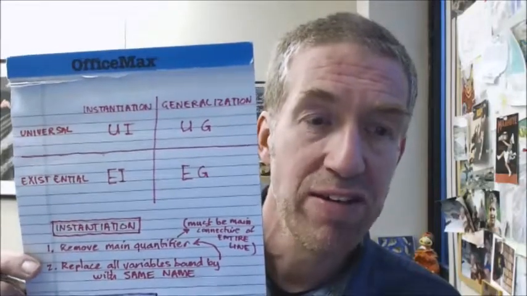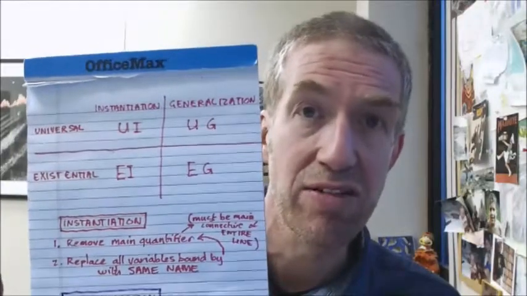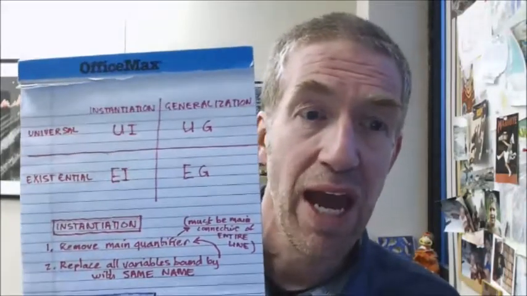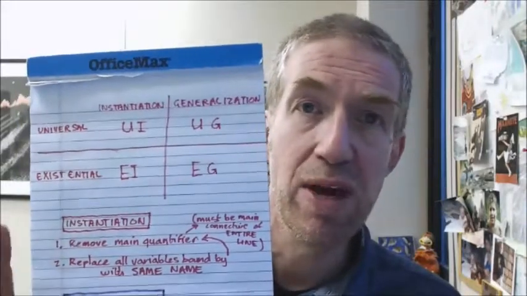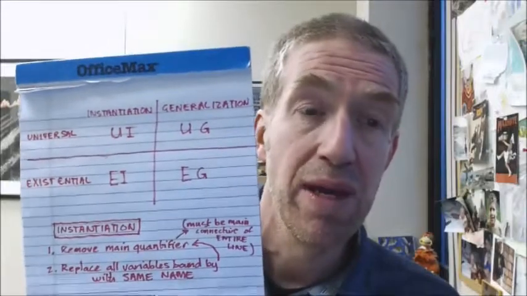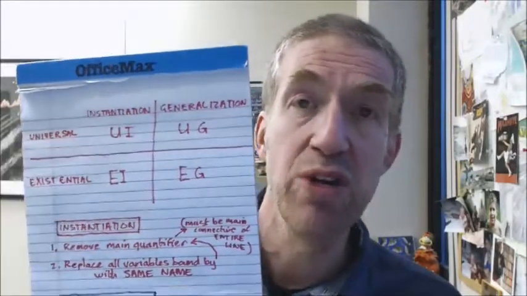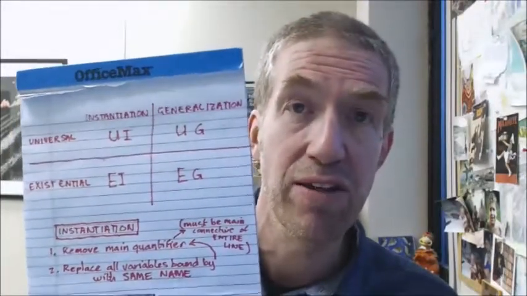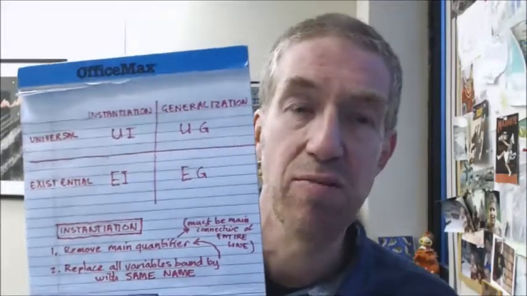Then replace all the variables that the quantifier bound. So let's say it was an x quantifier. Then you look for all the x's in the line, and you replace them with the same name. So you replace all the x's with whatever name you want. Now, if it's universal instantiation that you're doing, you can pick any name you want. You just have to use the same name for every x. So you can go A, B, B, B, B, C, C, C, whatever.